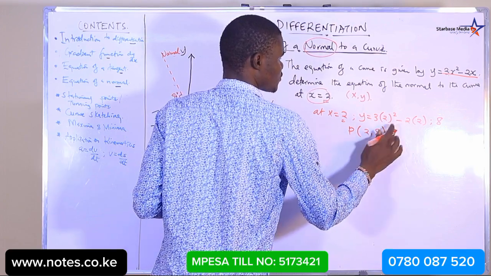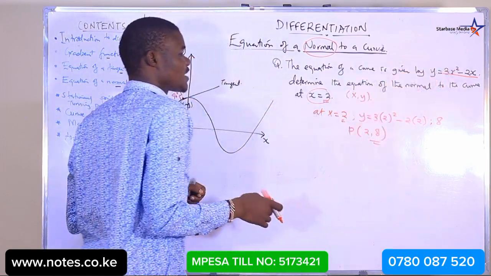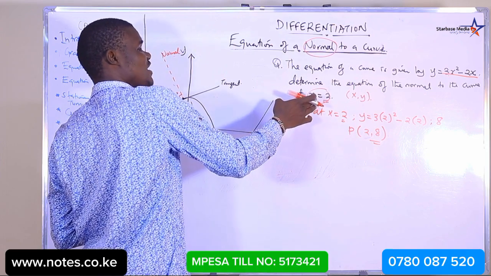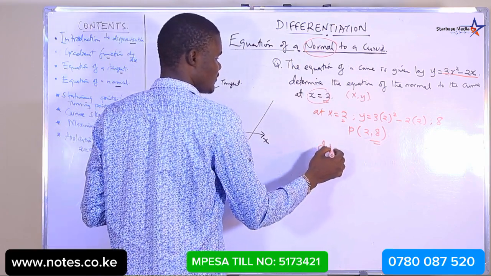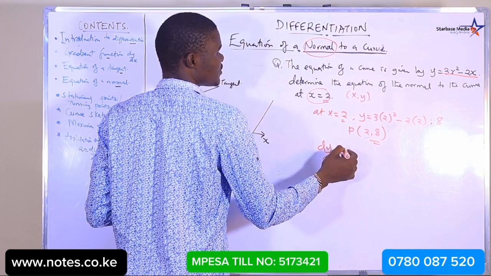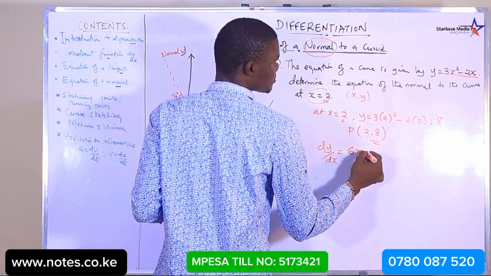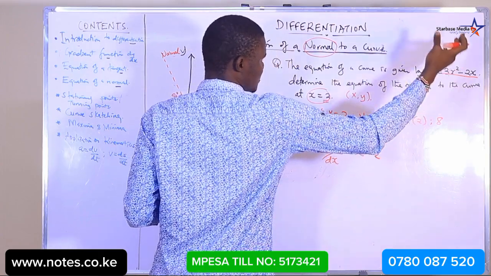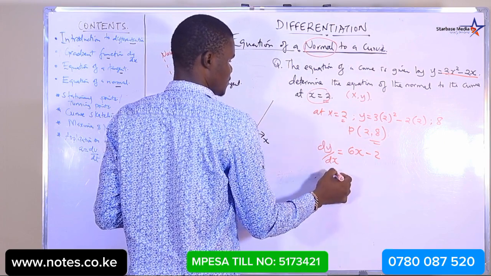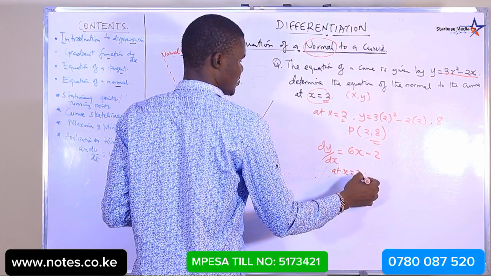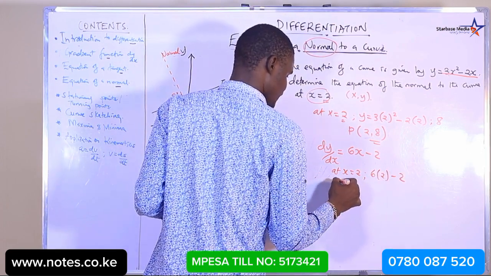Well done. The next thing we are going to do is to differentiate this in order to get the gradient function, and then we replace the value of x to get the gradient at this point. So let us get the gradient function by differentiating: dy/dx = 6x - 2. So at x = 2, the gradient at that point is 6 into 2 minus 2. What is the gradient?